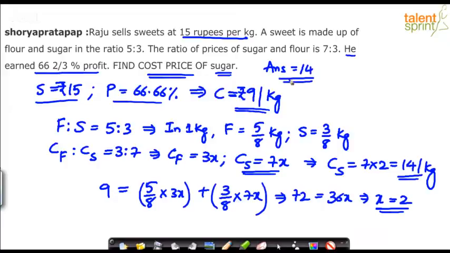Suppose he says, what is the cost price of flour? So you'll say, cost price of flour, wheat flour, will be 3 into 2, 6 rupees per kg. Right?